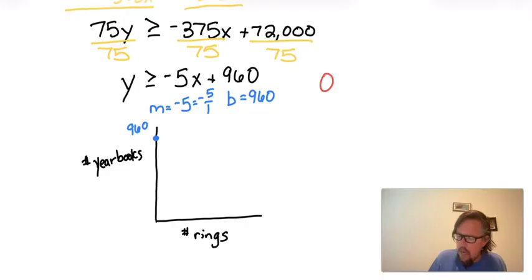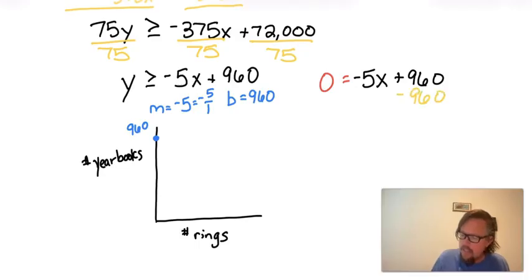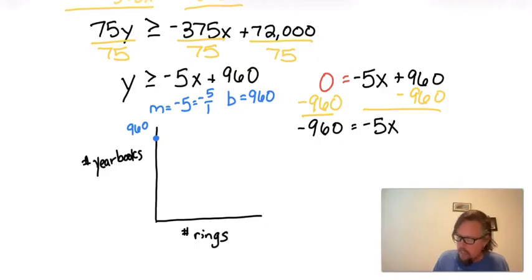Probably will need a calculator, but that's okay. Let's substitute the y for 0. And I'm going to do this as an equation because I want to know exactly how many rings it would cost to land on exactly $72,000. Meaning if I want to hit exactly $72,000 by only buying rings, 0 yearbooks, how many class rings would it take? This is what the x-intercept is going to tell me. The x-intercept tells me class rings only.